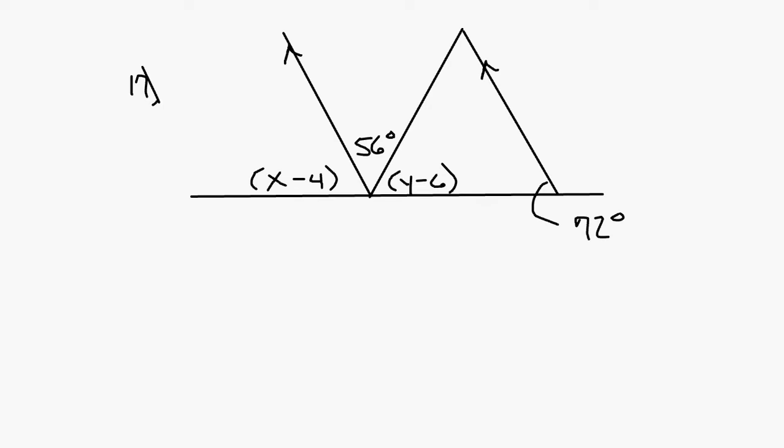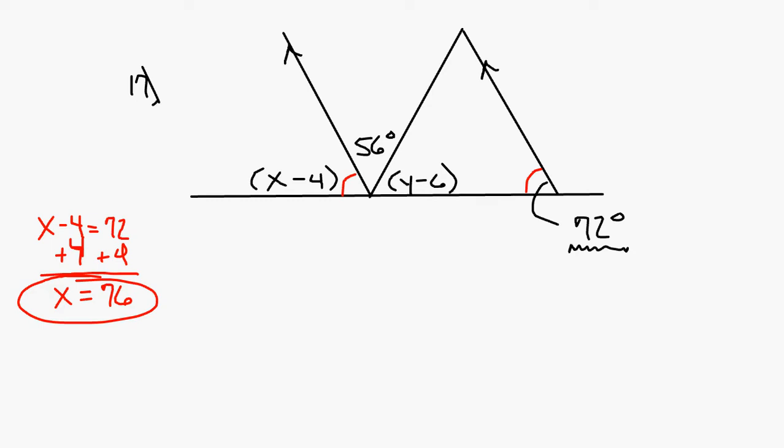So they're giving you this 72 for a reason. They're giving you the 72 because the lines are parallel and this horizontal line becomes a transversal. So this angle is congruent to this angle. All right? So x -4 is equal to 72. So if x -4 is equal to 72, you add 4 to each side, and x is equal to 76.